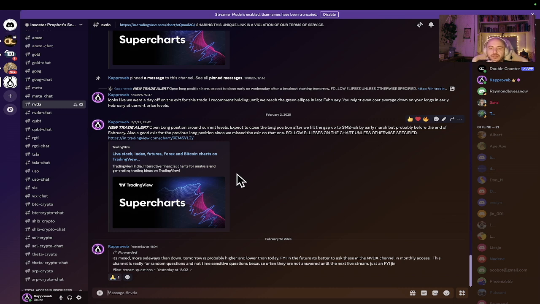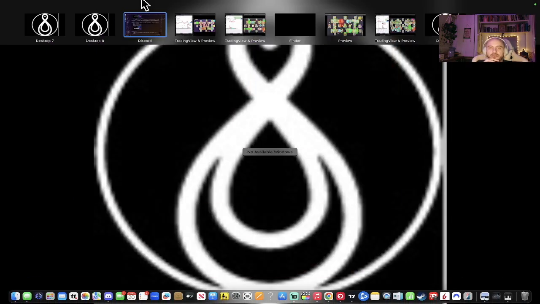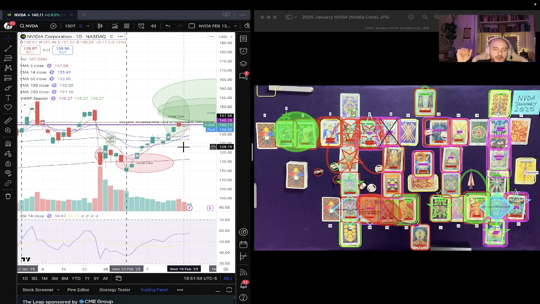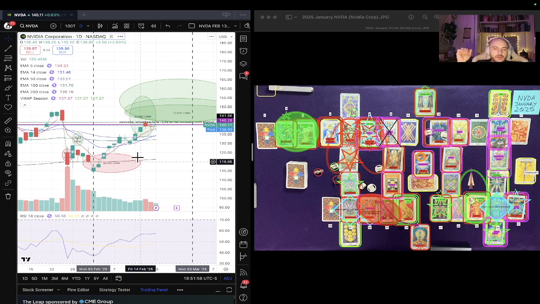And this will take you to the Discord. There's a link in that channel that takes you to the live TradingView chart. And you can see how we had this right here at the beginning of February, right, was enter long. And we filled the gap up to roughly 142-ish, right? We went all the way to 143.50. So that trade came to fruition as planned. We posted that on the 2nd of February, my friends.